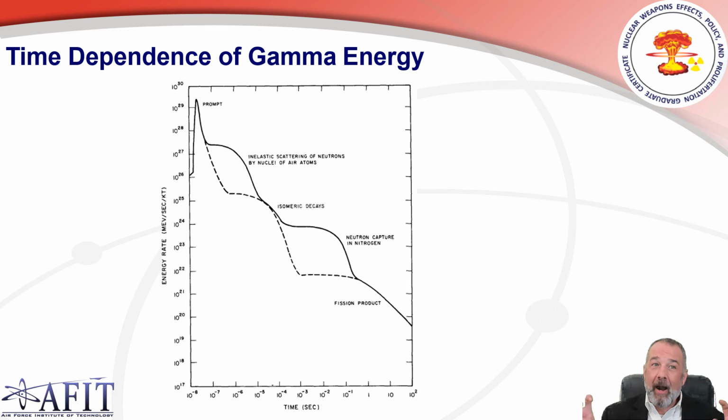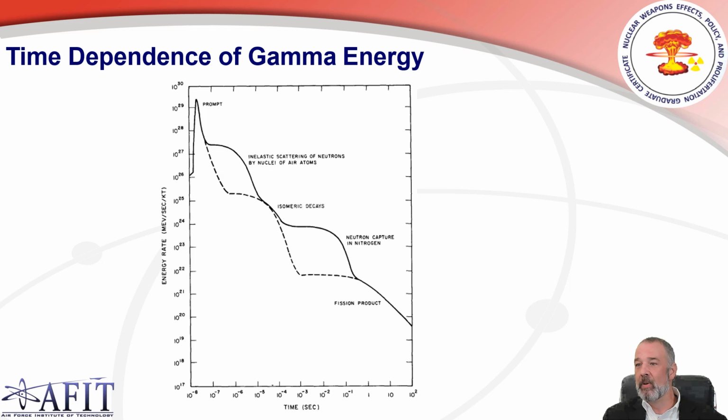Now we have the time dependence of our gamma energy. So if we had that magical camera that could give us snapshots at various time intervals, this is what we would see. We would see the prompt gammas being produced in the nanosecond, tens of nanosecond range. And then as we move forward in time, we would start to see inelastic scattering from neutrons producing more gamma rays. And then we would start to see decays from isomeric decays. This is from other excited captures, radiative captures within the weapon material itself.